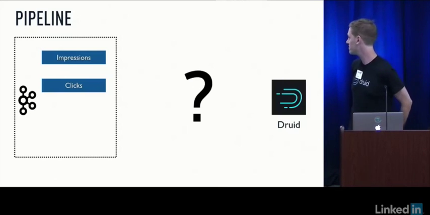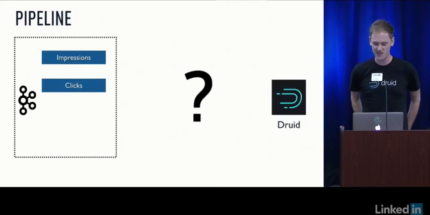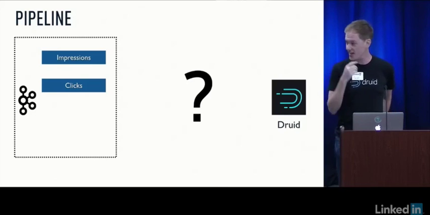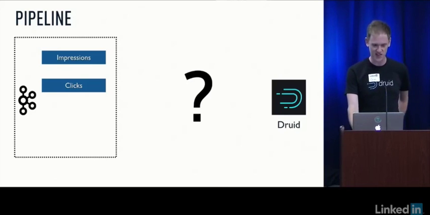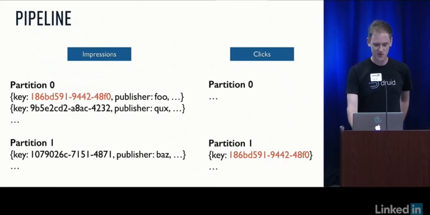So this is what we have. We have impressions and clicks in Kafka, and we have an empty database in Druid with nothing in it that we want to put stuff in. And we have a big question mark in the middle that we hopefully want to fill in. So let's look at what we actually have in Kafka.